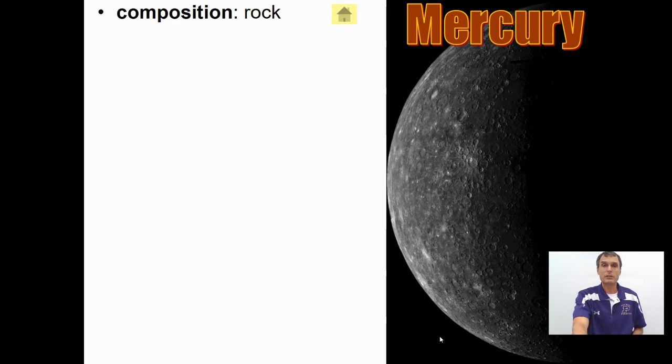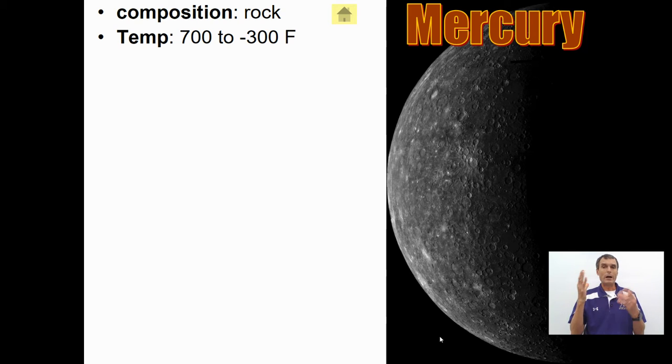It's made of rock, just like the Earth, and its temperature ranges from 700 degrees above to minus 300 degrees Fahrenheit. Now, you need to think about that a little bit. Why is there a huge temperature range? Because here on Earth, we don't have a 1,000-degree temperature range between our high and our low temperature. So there must be some difference between Mercury and the Earth. And maybe you could already tell from the image, but we're going to find out as we go along what causes that huge temperature swing.